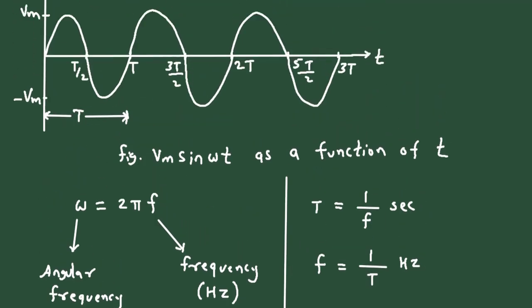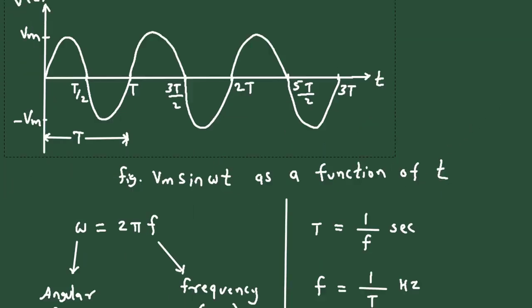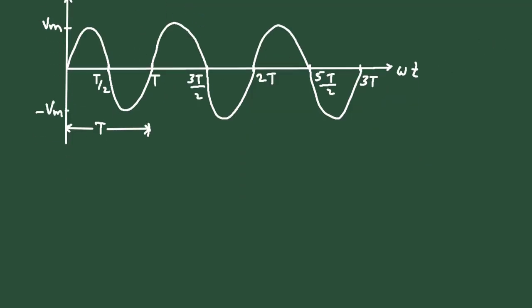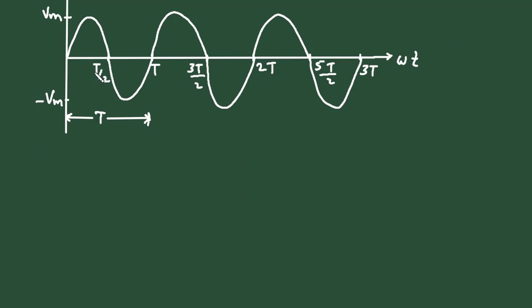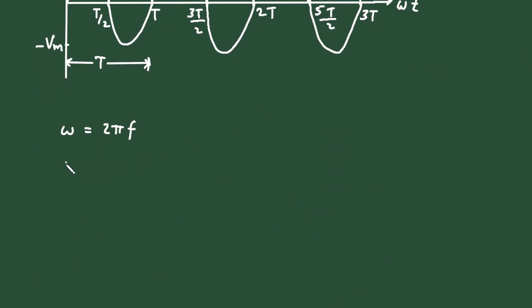Now, if we replace this t by omega t, let's copy this circuit from here and let's replace this t by omega t. So, when we replace this t by omega t, then all the values of this T by 2, T, 3T by 2, all this will change because here we can write omega is equal to 2 pi f and f is equal to 1 upon T. So this will be omega is equal to 2 pi by T. So therefore T is equal to 2 pi by omega.